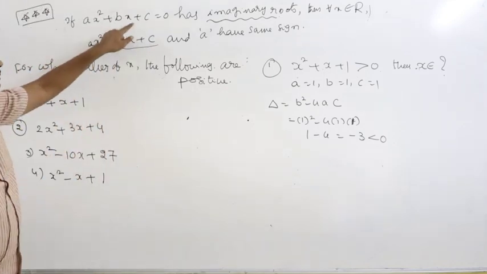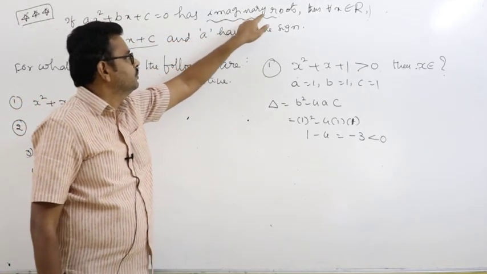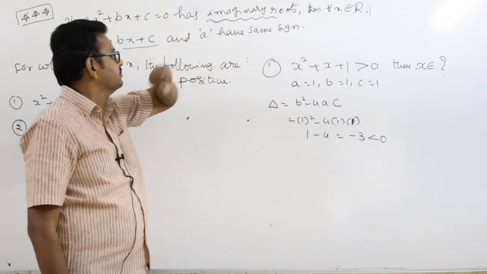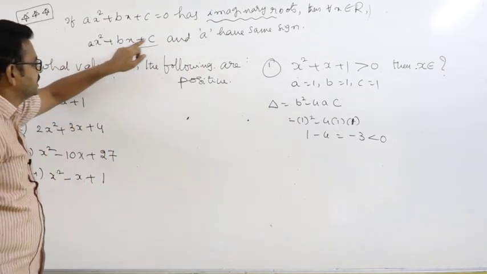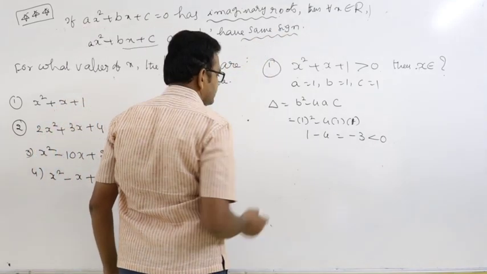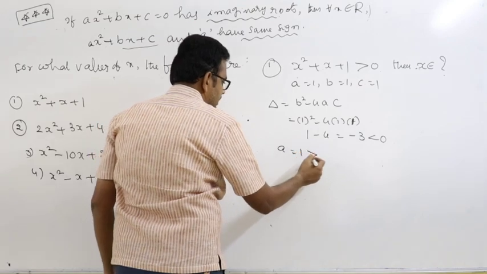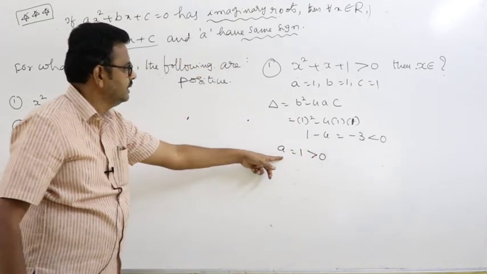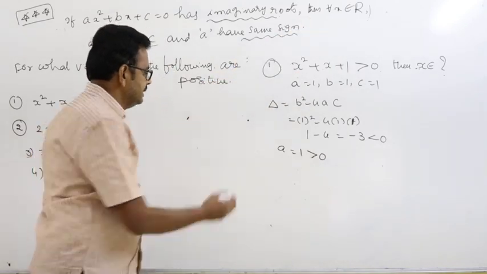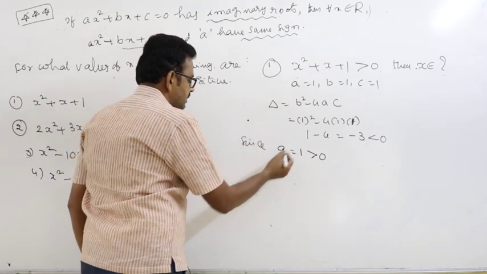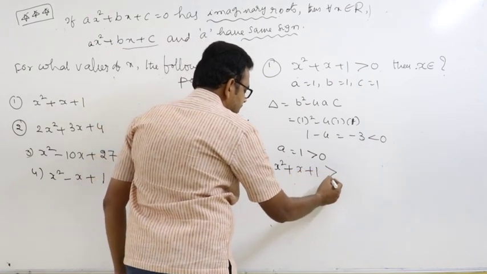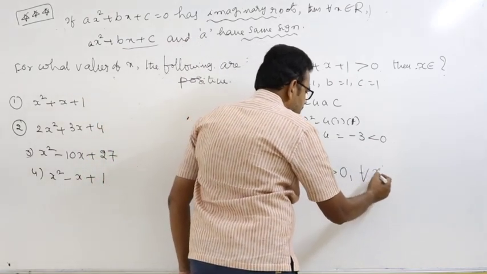If ax square plus bx plus c equal to 0 has imaginary roots, meaning delta less than 0, then ax square plus bx plus c and a have the same sign. What is a equal to? 1, greater than 0. This expression and a have the same sign, where? For all real numbers. Since a equal to 1 is positive, it implies x square plus x plus 1 is greater than 0 for all real values of x.